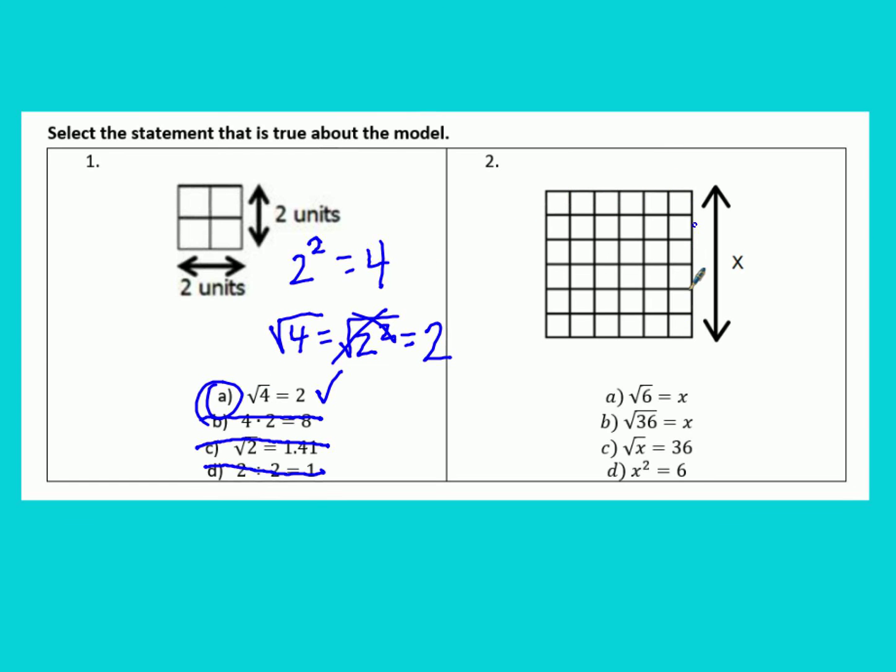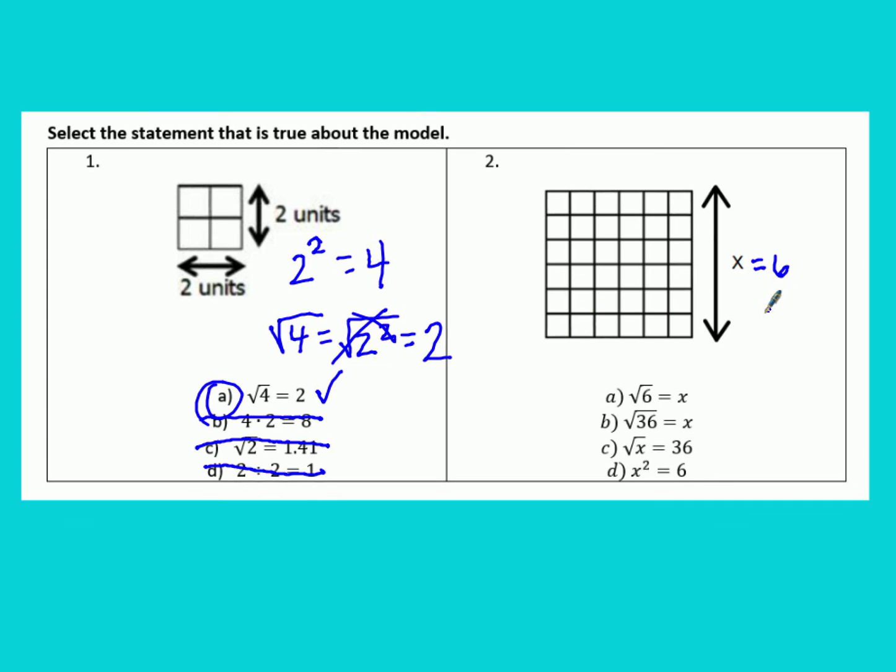In our second model, it's a little bit different. We are only given the side length as x. So we want to count, first of all, how long is x. So we have 1, 2, 3, 4, 5, 6 blocks on this side. So we can just say x equals 6 now that we know how long it is. And just to verify, the bottom side and the top side are also 6, so this is a perfect square.